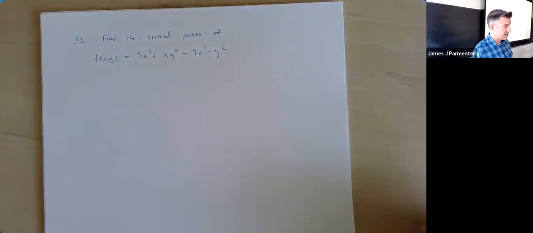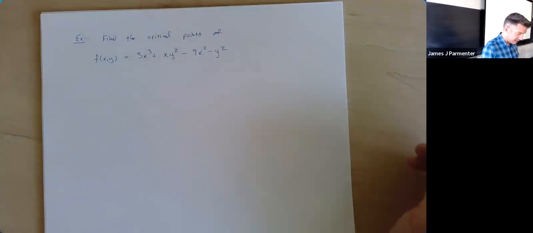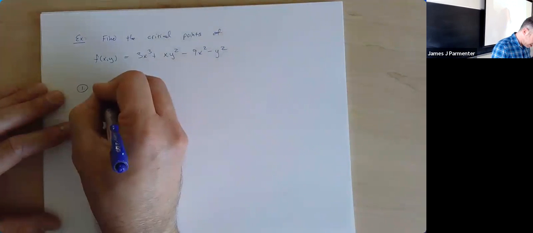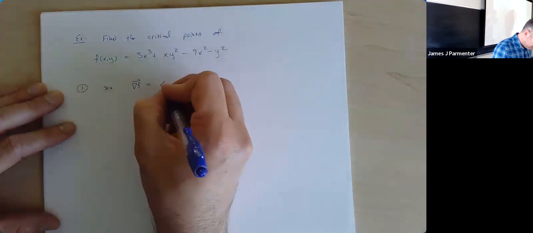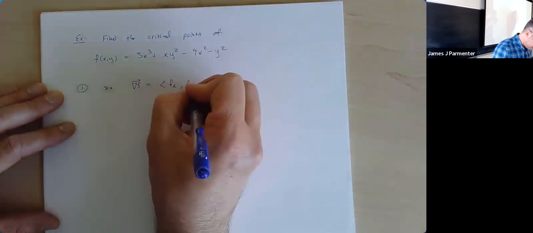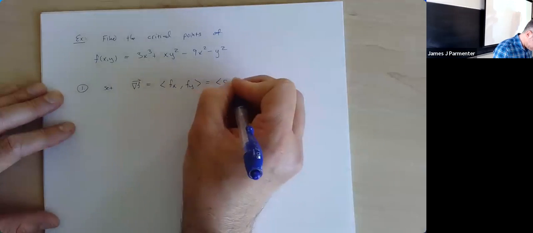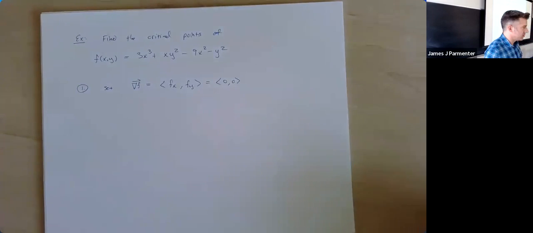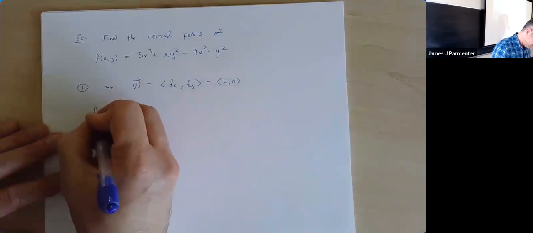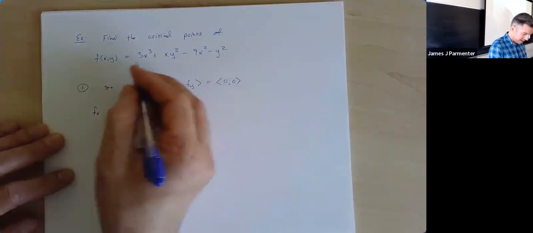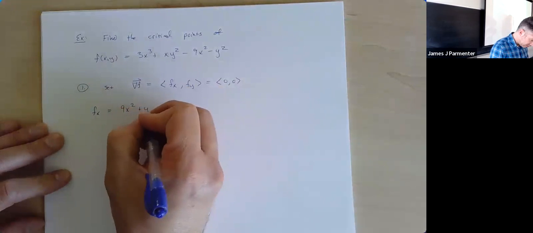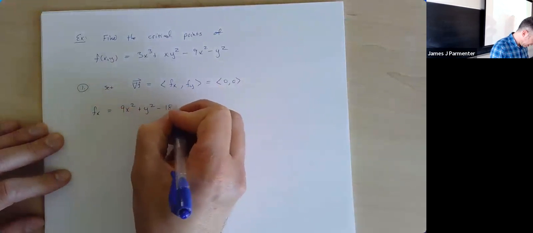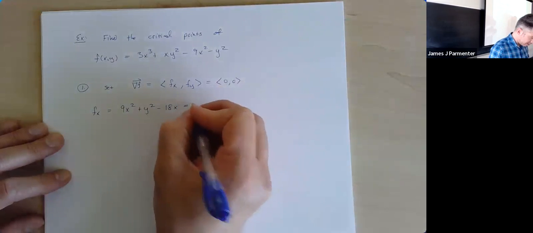Now, I think it's worth thinking of this as setting the gradient of f, which is the partial with respect to x and the partial with respect to y, equal to the 0 vector. But in practice, people just write the partial with respect to x, which is 9x squared plus y squared minus 18x, and set that equal to 0.